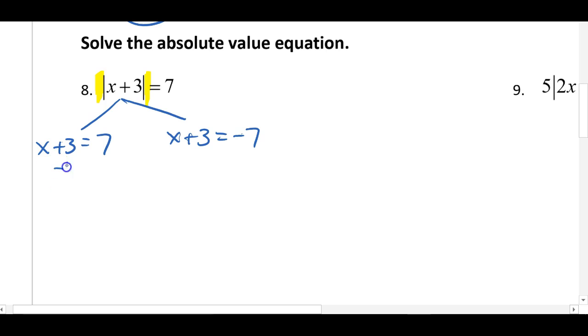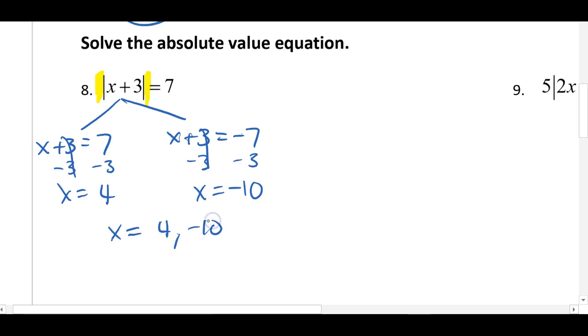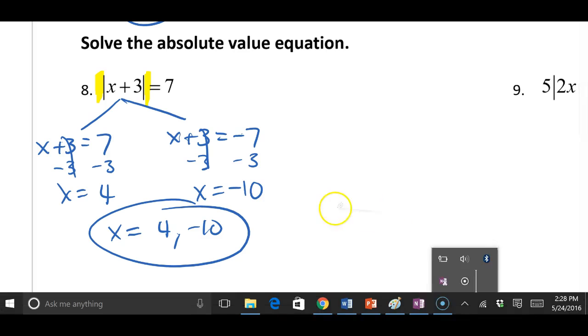So now, solve each equation. Well, here I'd subtract 3. And the nice thing is we do the same thing all the way across. 7 minus 3 is 4. And then -3 minus 3 is -10. But remember, we want that to be combined as one answer. So our solution is x equals 4, comma, -10.